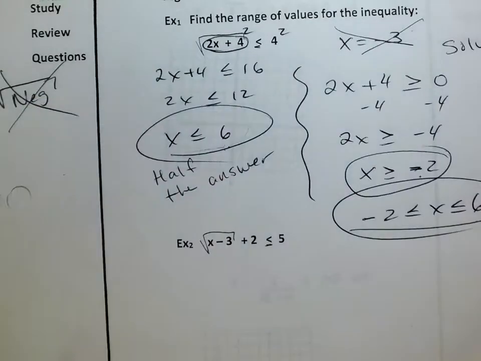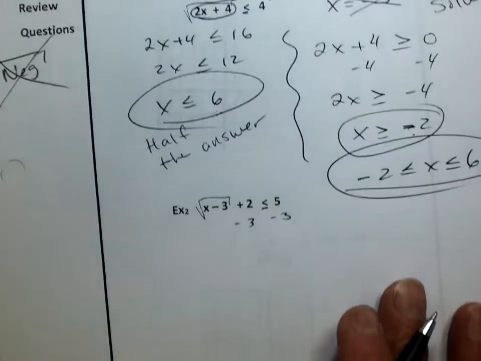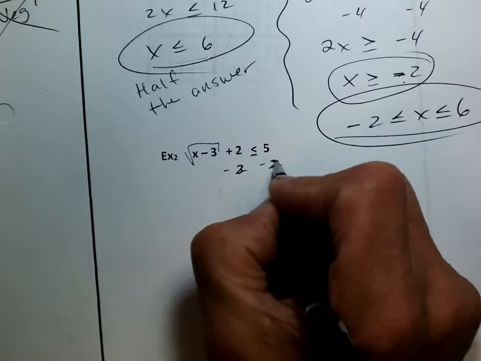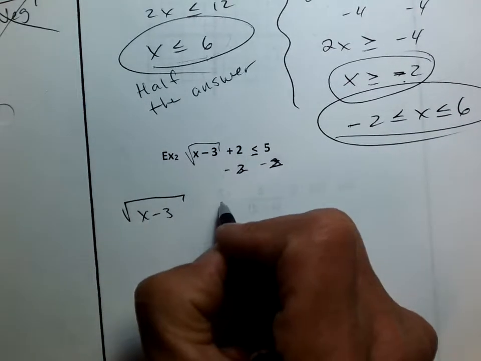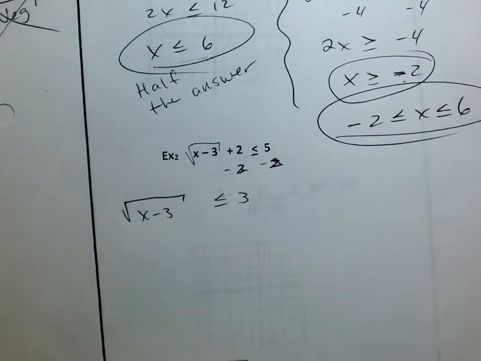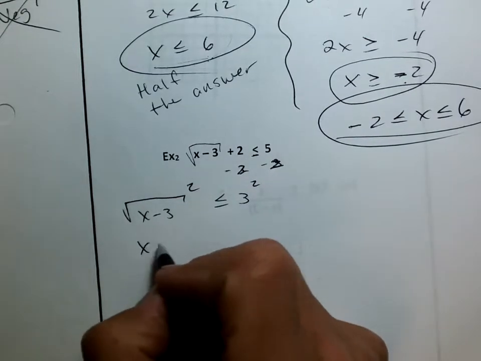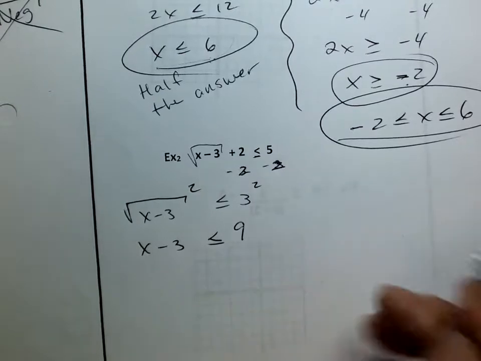Okay, let's take a look at number 2. Number 2 is the same type of problem. We'll go minus 3, minus 3. Minus 2, sorry, thanks, Katie. Square root of x minus 2 is less than or equal to 3, right? So let's just solve like we normally do. Square both sides, x minus 2 is less than or equal to 9, right?